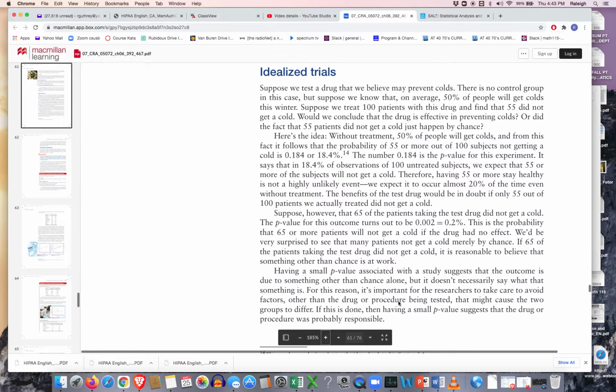So causation, let's see, where are we on causation? That would be over on the other page. I have to kind of keep two sources going at the same time.